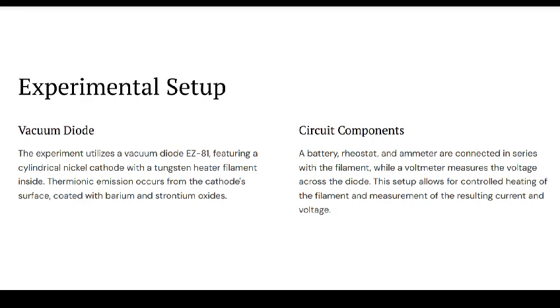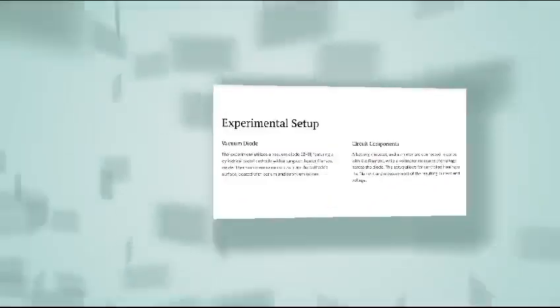The apparatus that we'll be using in this particular experiment is a 6-volt battery to heat the filament of the diode, a vacuum diode valve EZ81, a DC voltmeter of 0 to 10 volts, a DC ammeter of 0 to 1 ampere, and a rheostat of 100 ohm.